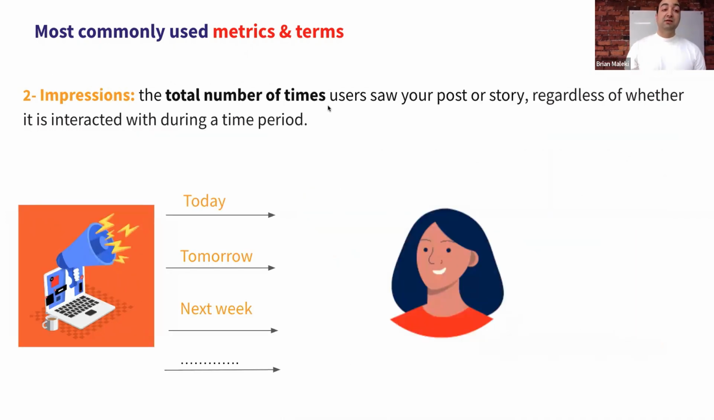But impression is the total number of times users saw your post or story, regardless of whether it was interacted with during a time period.